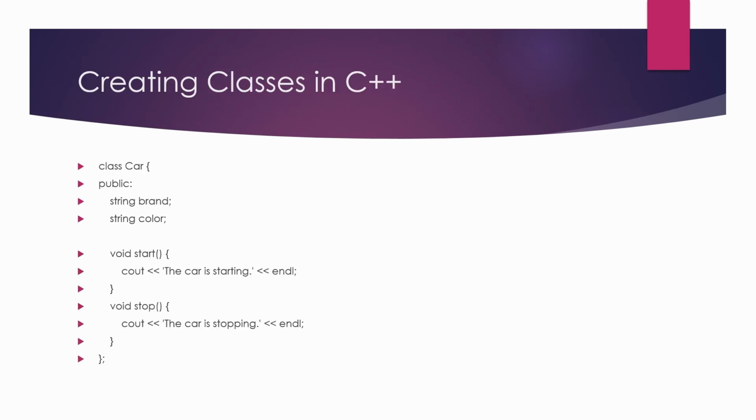Now let's look at the syntax for creating a class. Here's an example of how to define a class in C++. We start by using the keyword class followed by the class name, like Car. Inside the class, we define public attributes and methods. In this example, the Car class has two attributes, brand and color, and two methods, start and stop. These methods define the actions that objects of this class can perform.